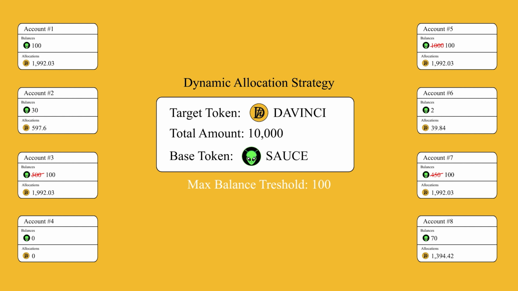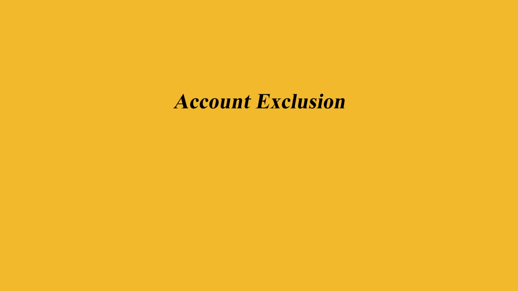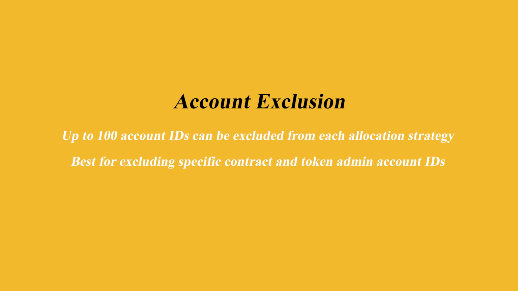For instance, if you set the threshold to 100 sauce tokens, any account with more than 100 sauce tokens will only be counted as having 100. I should mention that you can exclude specific account IDs from receiving allocations for each strategy with a limit of up to 100 accounts. This feature is especially useful for excluding contract addresses or token administrator accounts.